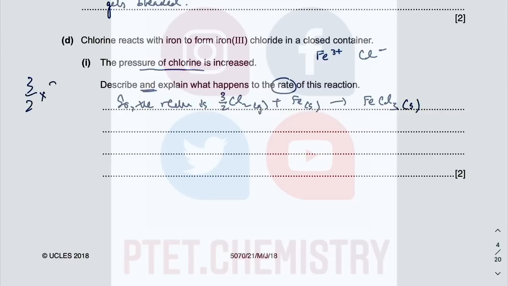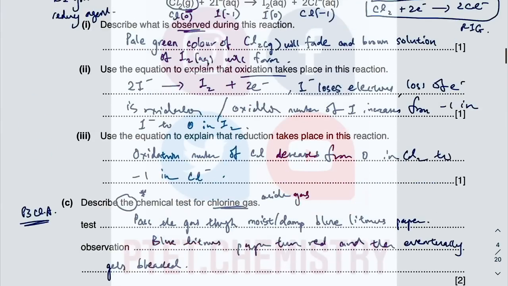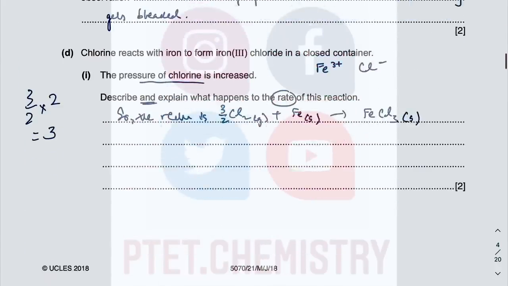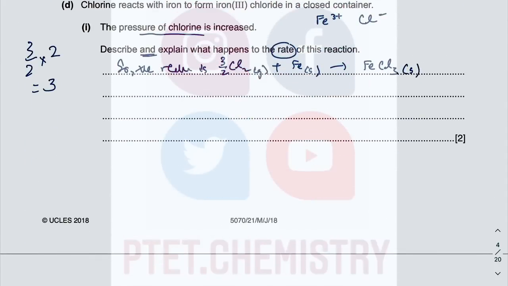I know some people really don't like fractions. I'm just showing you a primary school calculation. 3/2 times 2 gives you 3 chlorine atoms. This is molecular chlorine. It exists as Cl2 at room temperature and pressure. I cannot change this to Cl3, no such thing, all right? Okay, so what do we know?